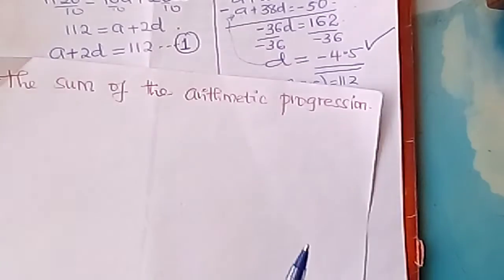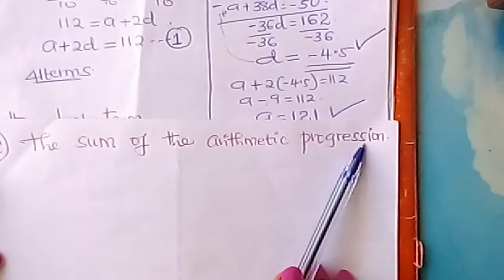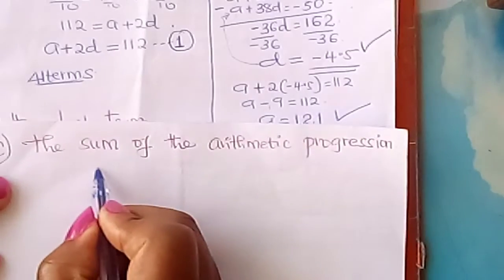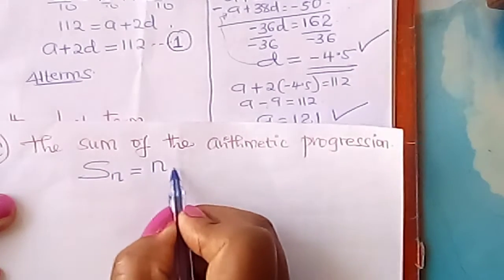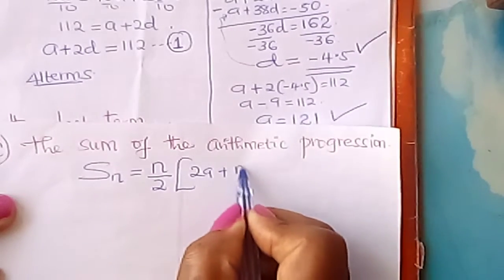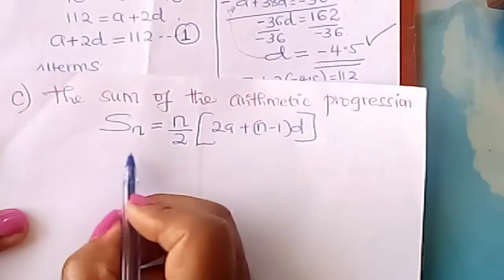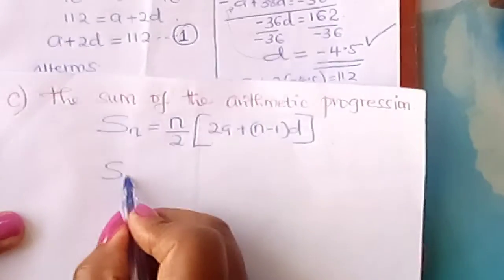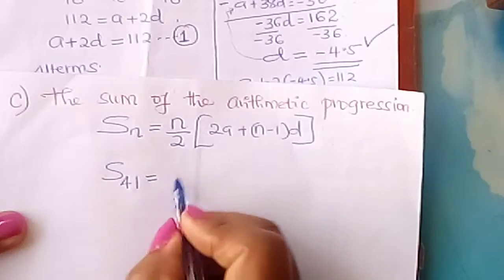From there, learner, lastly, we are told to find the sum of this arithmetic progression. The sum of the first n terms of an arithmetic progression, learner, is equal to n over 2 in brackets, 2a plus (n minus 1)d, close the bracket. Master that. Our arithmetic progression has 41 terms. So the sum of the 41 terms will be equal to what? What is our n? 41.